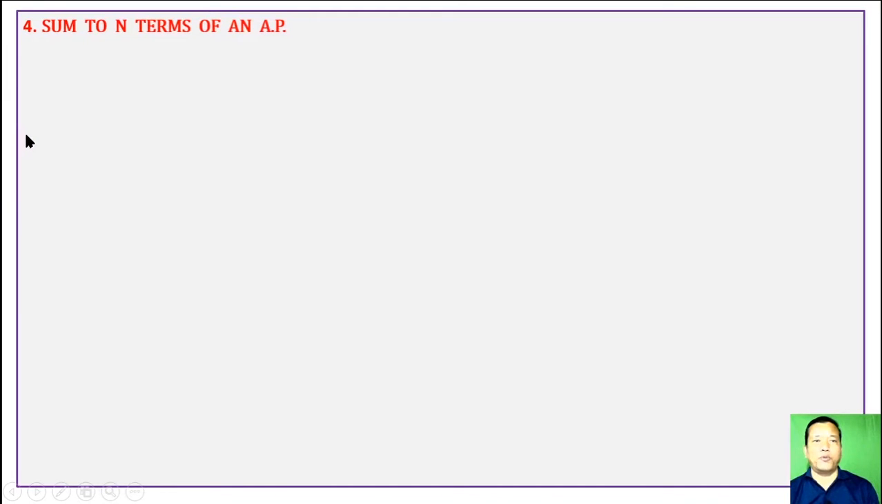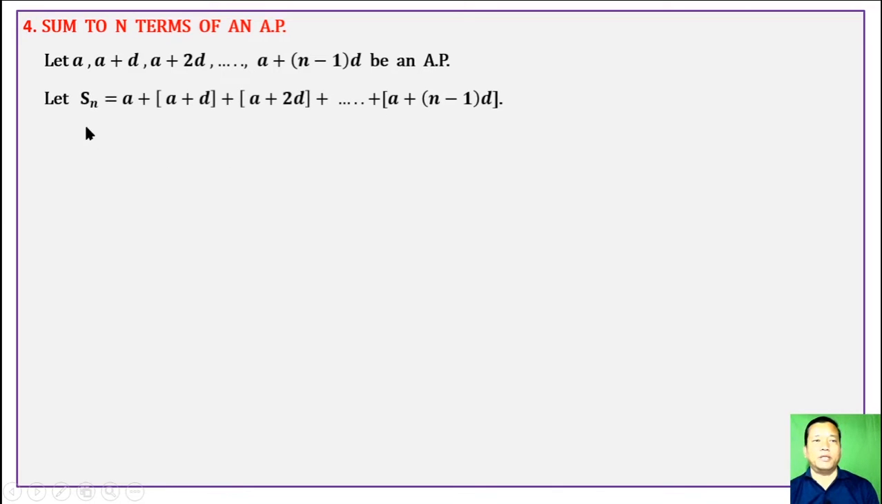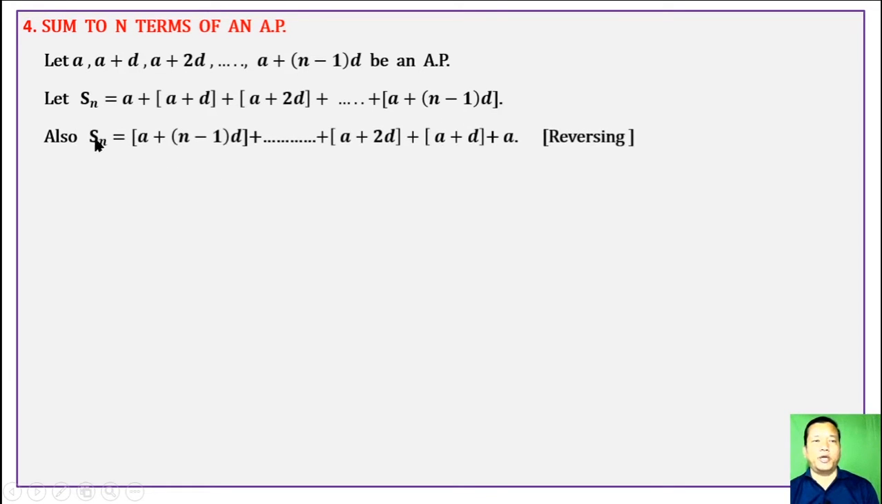Sum to n terms of an AP. Find the sum to n terms of an AP. Let a, a + d, a + 2d, ..., a + (n minus 1)d be an AP. Then Sn is equal to a plus (a + d) plus (a + 2d) plus ... plus (a + (n minus 1)d). Also, Sn can be written by reversing the terms: the last term becomes the first, the second last becomes the second term, and the first term becomes the last term.